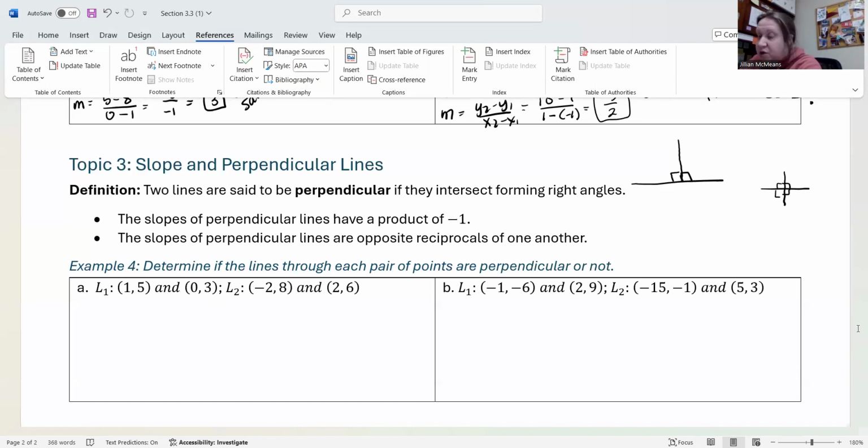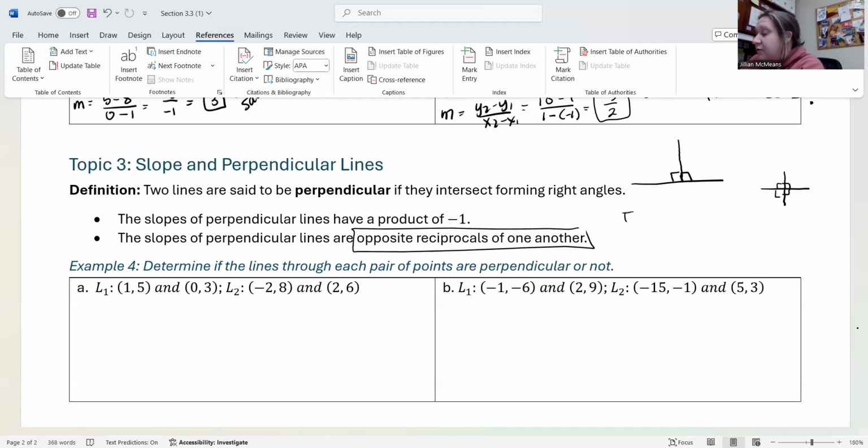Now, some more information. The slope of perpendicular lines have a product of -1. Okay, so you have to know that if you take a line's slope and then a line that's perpendicular to it, and you take that slope and multiply them, the product will be -1. So the slopes of perpendicular lines, if we go a little bit further, are opposite reciprocals of one another.